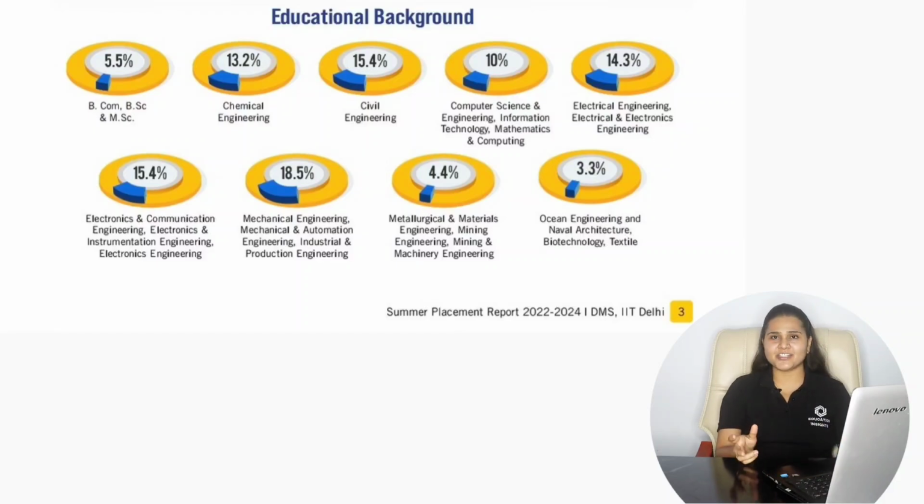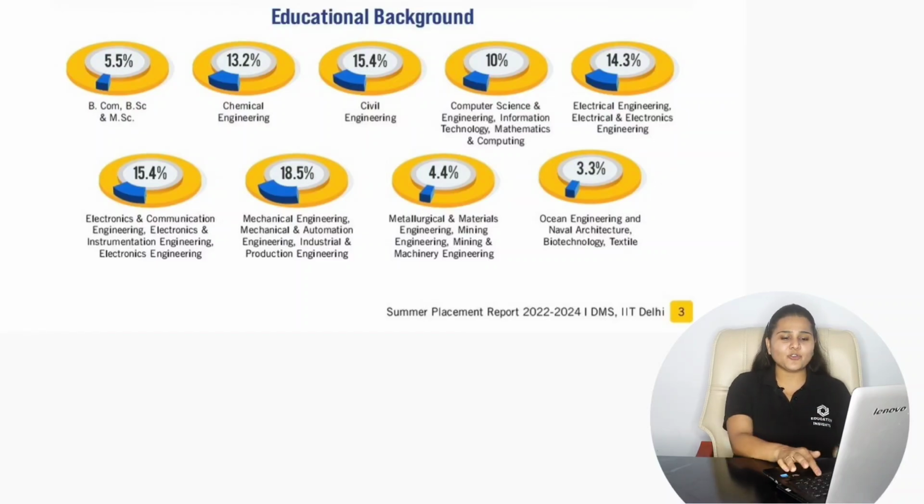industrial and production engineering. Then 4.4% of candidates have a background in metallurgical and materials engineering, mining and machinery engineering. And 3.3% have an educational background in ocean engineering and naval architecture, biotechnology and textile. So this is all about the educational background of the candidates.